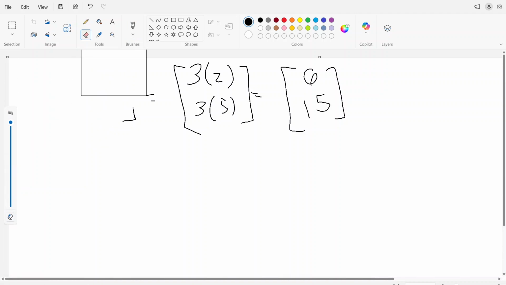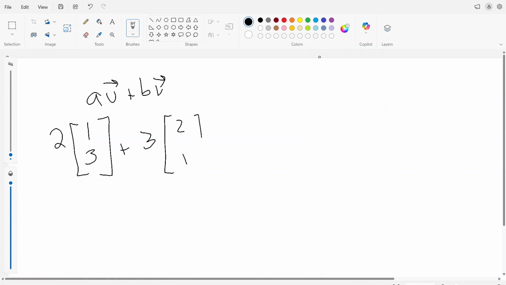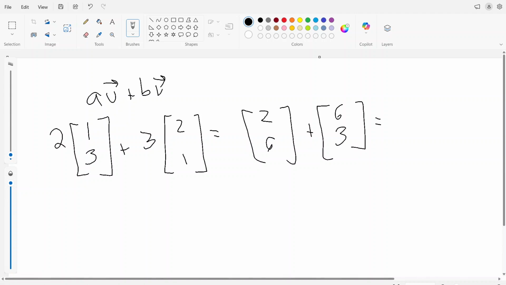Now, the fourth thing I want to go over is called a linear combination. A linear combination means a times vector u plus b times vector v. It's going to be in this form, where a and b are numbers, the coefficients. So an example would be 2 times 1, 3, plus 3 times 2, 1. The first step is to multiply, so this would be 2, 6, plus 6, 3. Then our second step is to add the matching components, so it would be 8, 9.